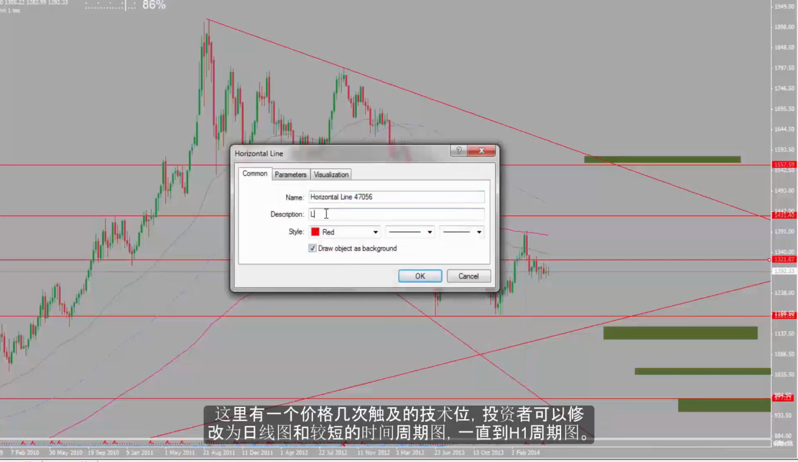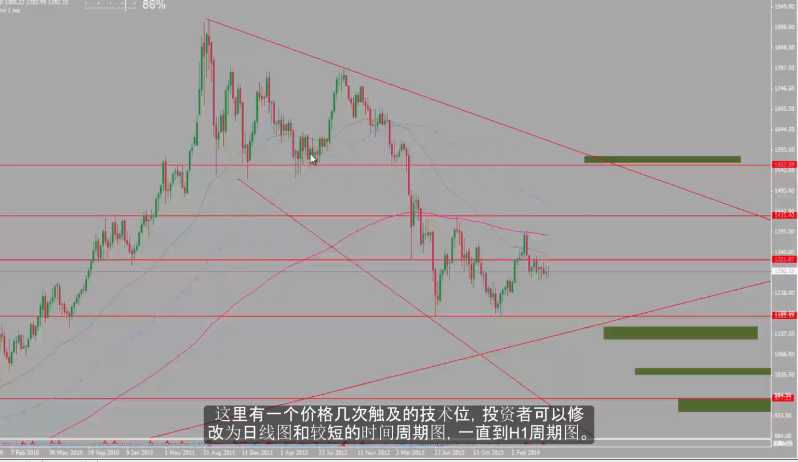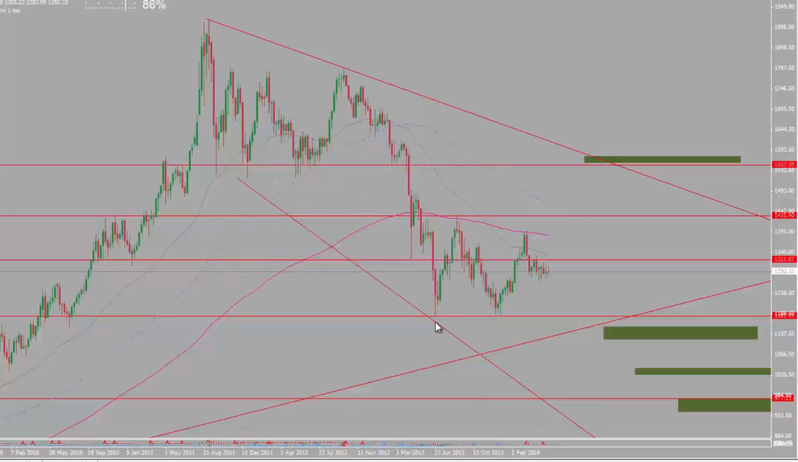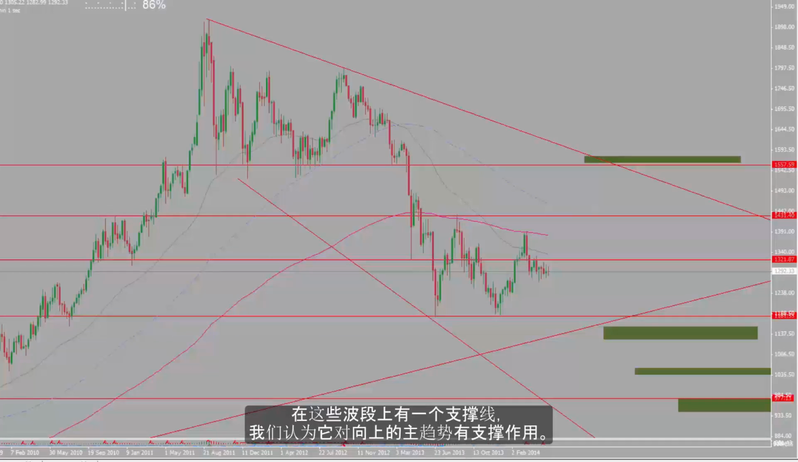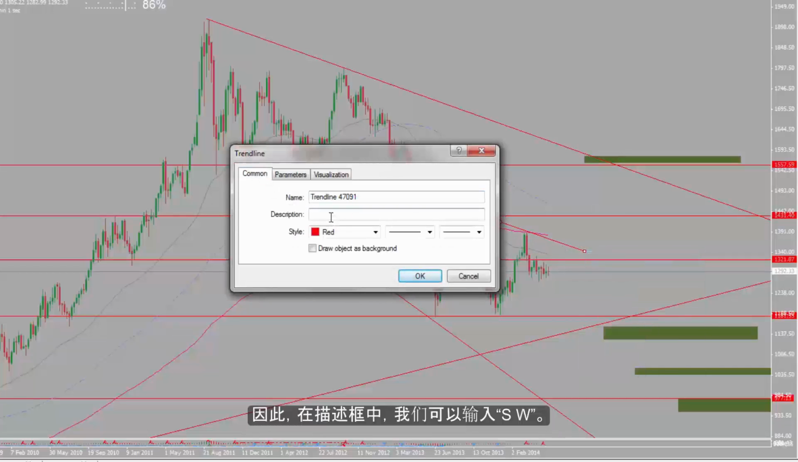There is a level with several hits, the visualization of which can be modified by a trader to daily and shorter time frames until H1. There is a support line on these waves, which is considered a supportive line regarding that main upward trend. Thus, on description field, SW can be entered.